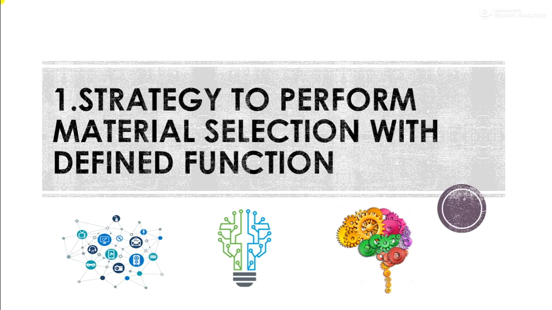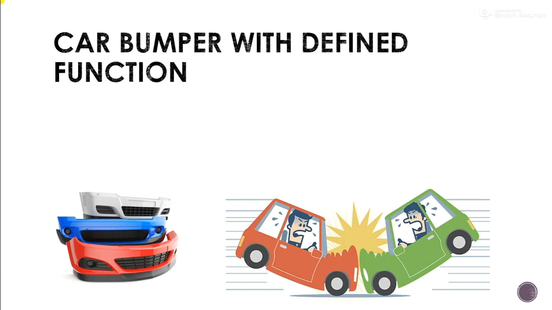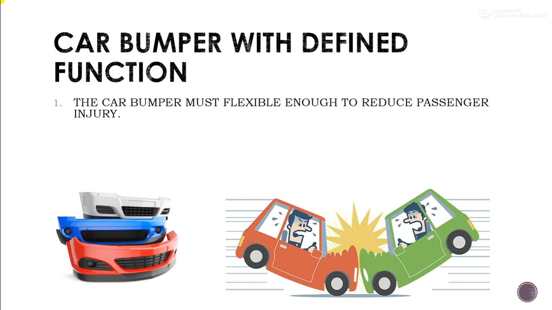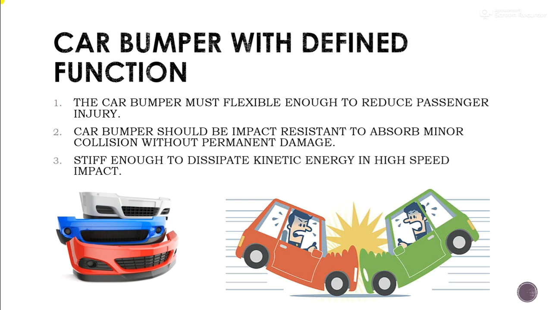Okay, firstly, strategy to perform material selection with defined function. Car bumper with defined function. First point is car bumper must be flexible enough to reduce passenger injury. Second point is car bumper should be impact resistant to absorb minor collision without permanent damage. And last point is car bumper stiff enough to dissipate kinetic energy at high speed.